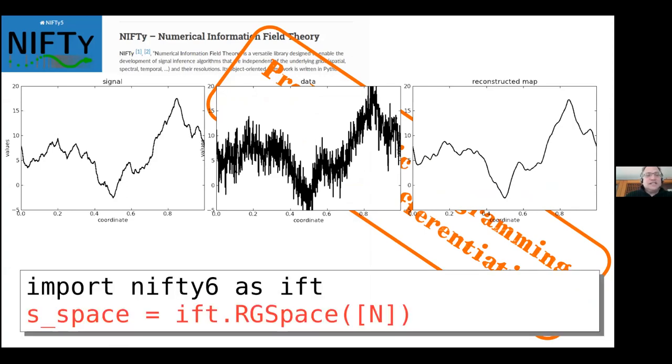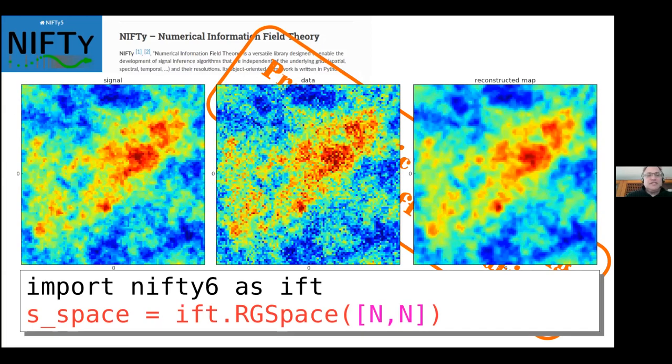And the code which does this gets a library, and then it contains a line which says, do this in a so-called regular grid space with n pixels, so a one-dimensional coordinate. If in this code you change just this line to being two-dimensional, the very same code does this. It produces synthetic 2D signals, synthetic 2D data, and from this data, it reconstructs in 2D the field. So we have abstracted away the dimensionality of the underlying manifold over which the field lives.